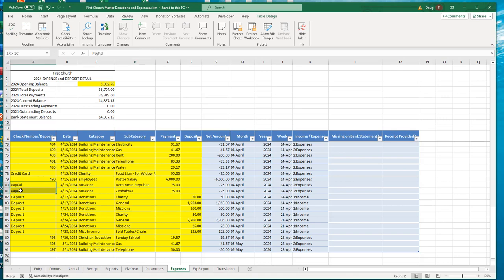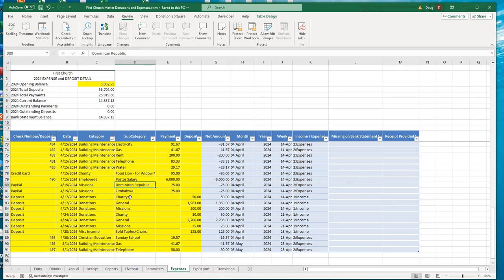Now we happen to use PayPal as the methodology of doing the payment, but we sent that out to our missionary families in the Dominican Republic and Zimbabwe, half of it to each one. So the way we recorded it, though, is we used that same donation category as our payment category, missions. And then in the subcategory, specifically who or what we paid to.